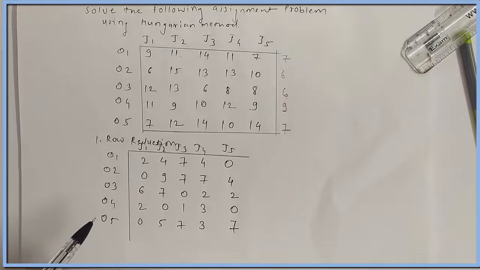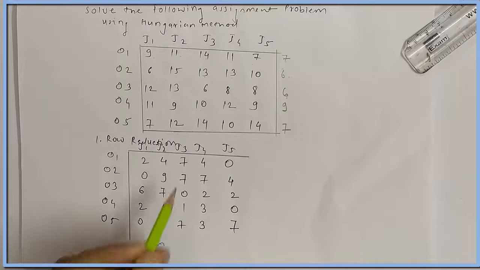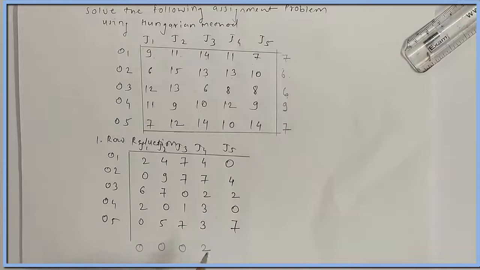Now after this, the second step is the column reduction. In the column reduction, identify the smallest element in each column. In the first column, the smallest element is 0. In the second column, the smallest element is again 0. In the third column, the smallest element is 0. In the fourth column, the smallest element is 2. And in the fifth column, the smallest element is 0.